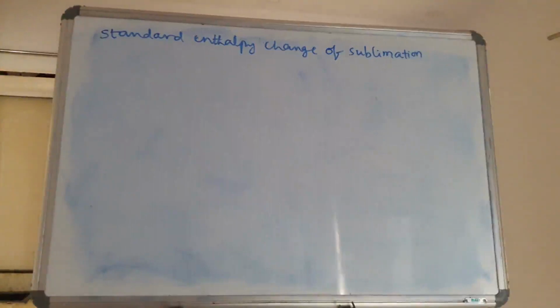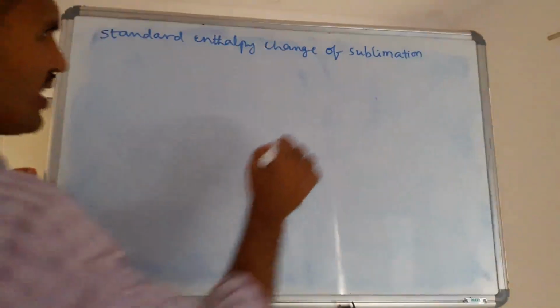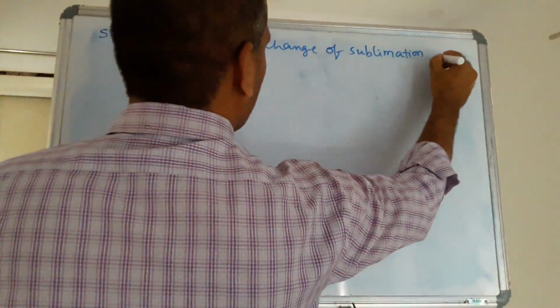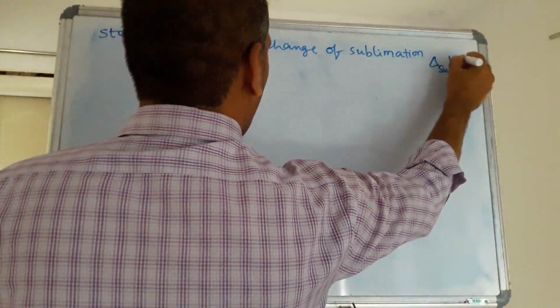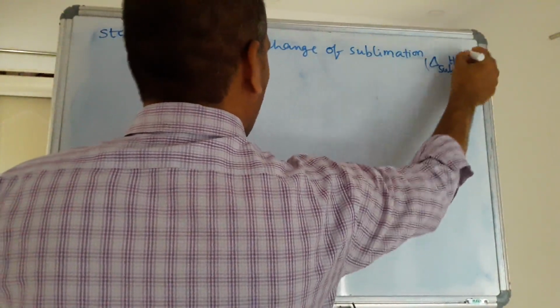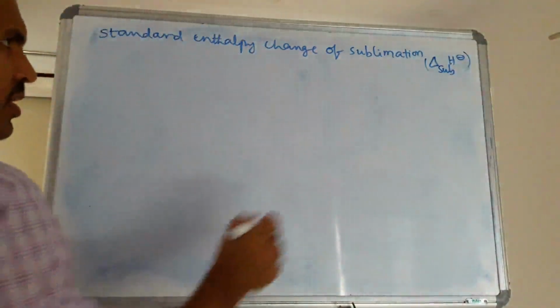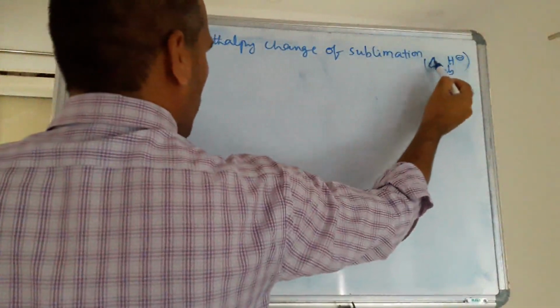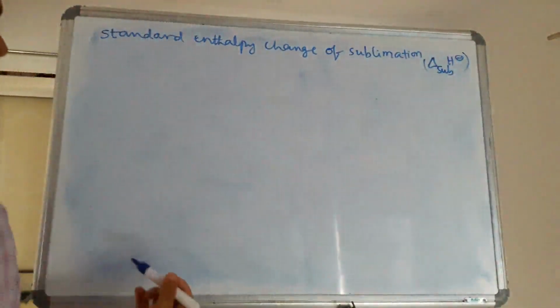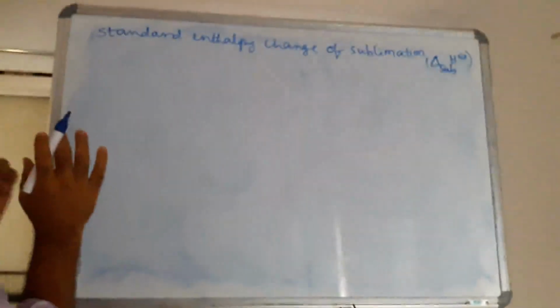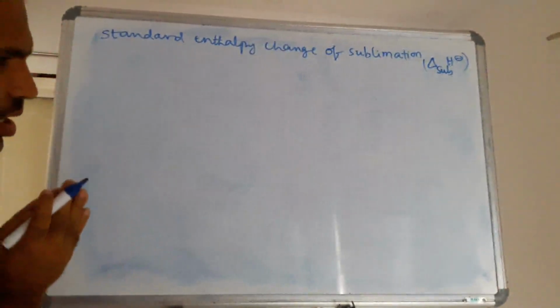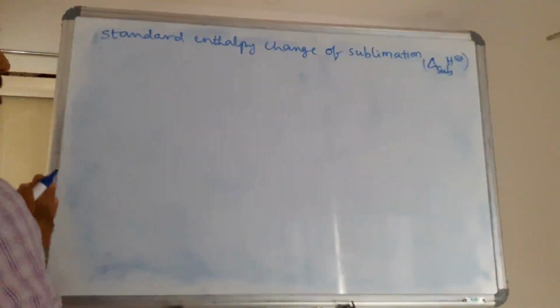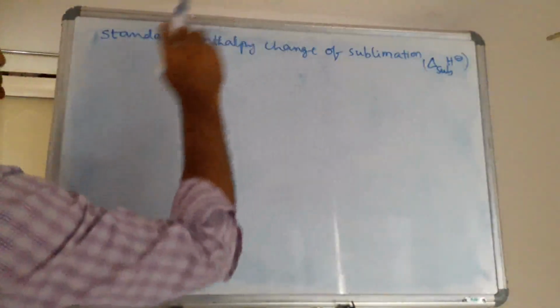Now, standard enthalpy change of sublimation. This can be represented as delta sub H, like this. Sub means sublimation. Standard enthalpy change of sublimation. What is sublimation? A solid directly converts into gas without converting into liquid, without changing its composition also.